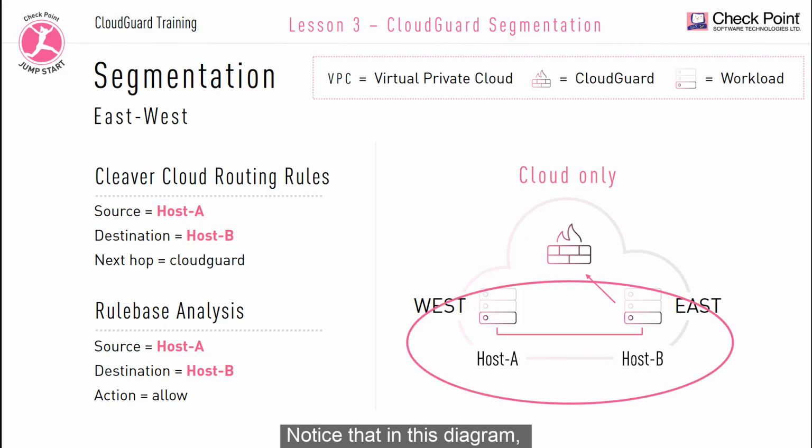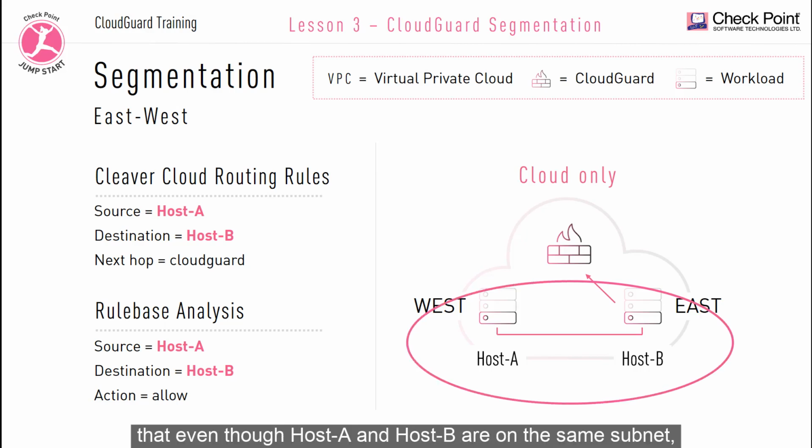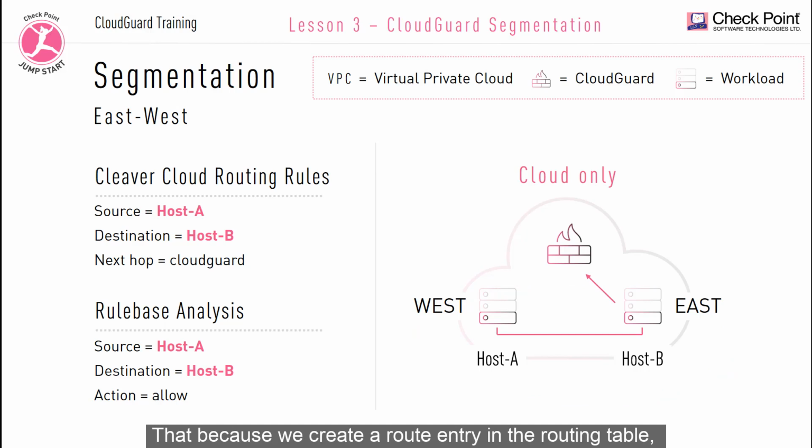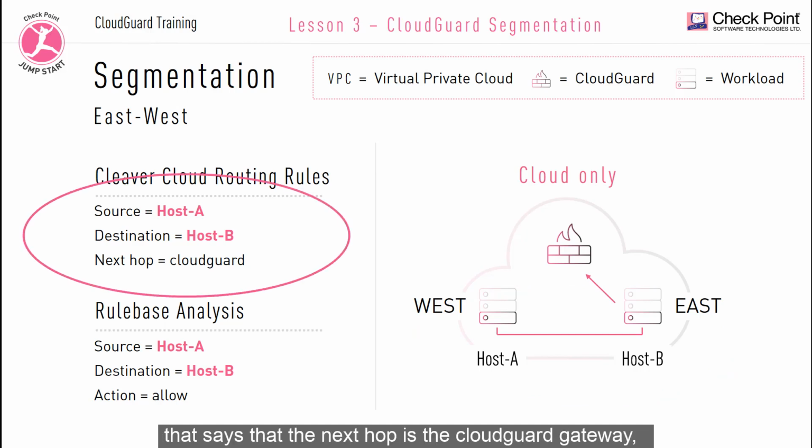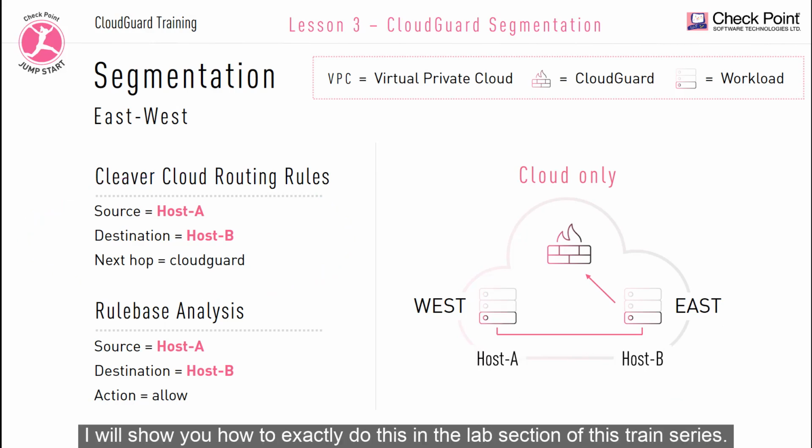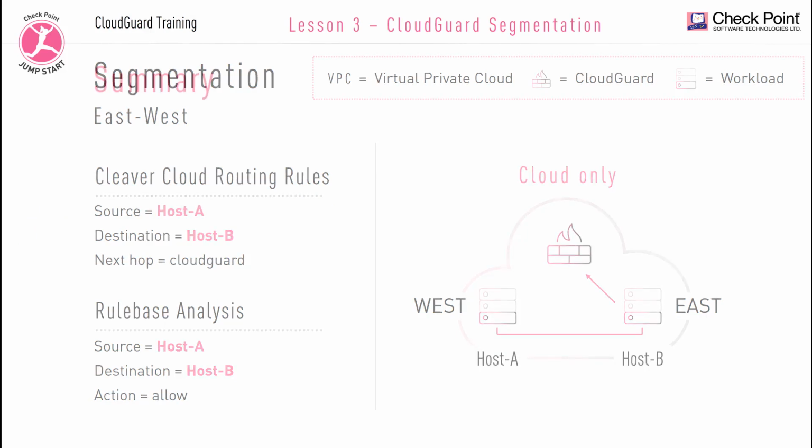Notice that in this diagram, even though host A and host B are on the same subnet, they cannot directly communicate with each other. That's because we created a routing entry in the routing table that says that the next hop is the CloudGuard gateway. So the source is host A, the destination is host B, but the next hop is the CloudGuard gateway. I'll show you how to do exactly this in the lab section of this training series.